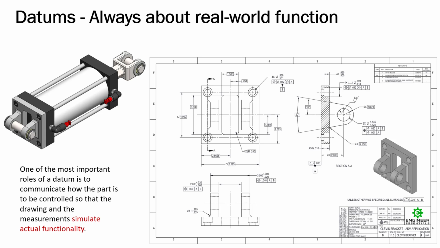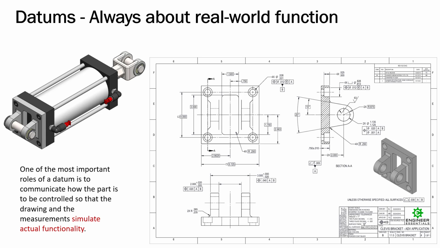Maybe we want to functionally gauge this out on the floor in process. So we may change up the drawing. We want to keep the datums, like we said, that simulate the actual functionality of the component. I've included this little assembly image over here on the left side, just to show you that this clevis bracket, for anybody that has never seen this before, is mounted to the back of this air cylinder. It's flush up against the face of this back air cylinder plate. And then there are 4 bolts that are holding it to that.